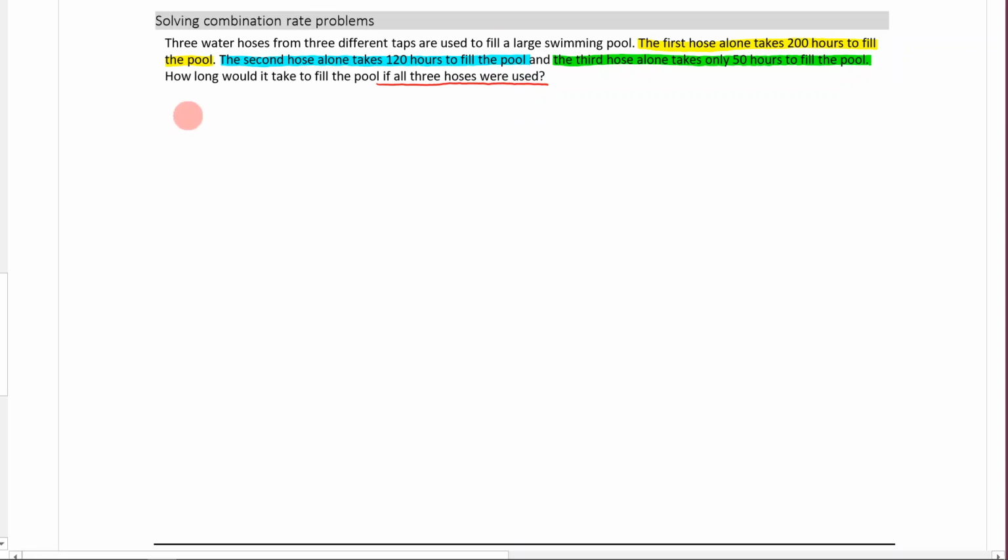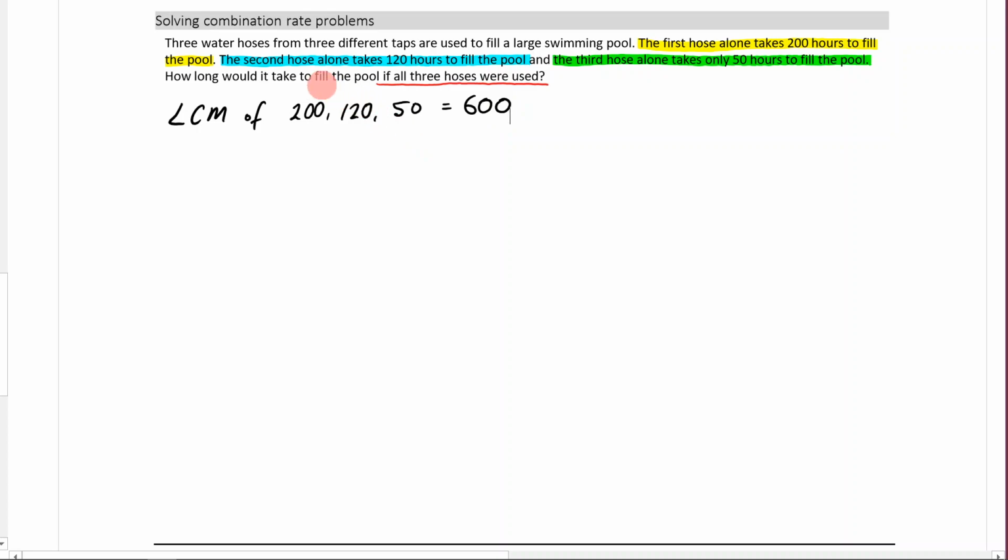The first thing that we're going to do is find the lowest common multiple of the 3 numbers that we're given, so 200, 120, and 50. So we're going to find the lowest common multiple of 200, 120, and 50. And that's going to be 600.